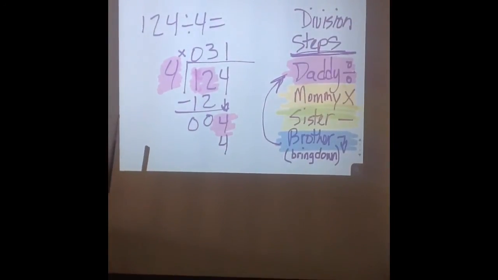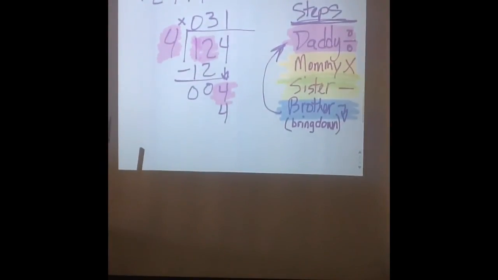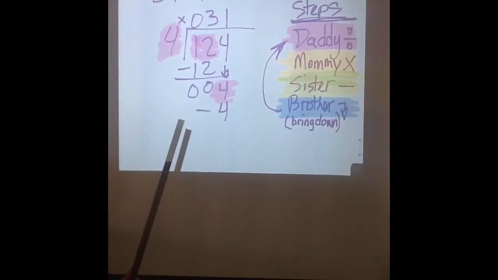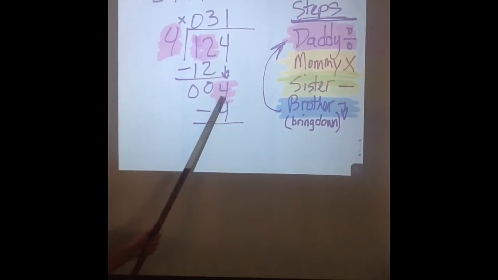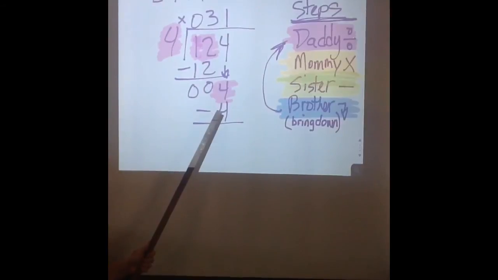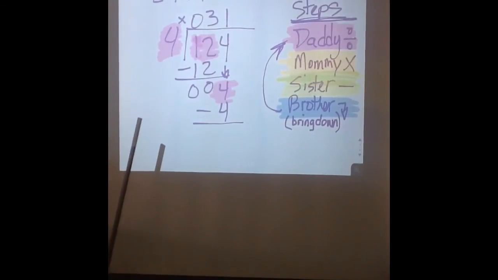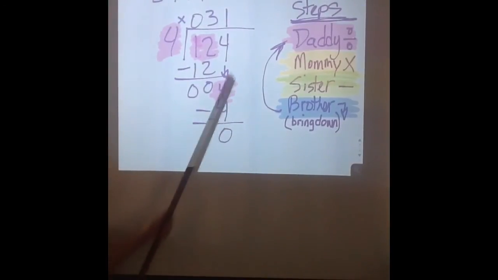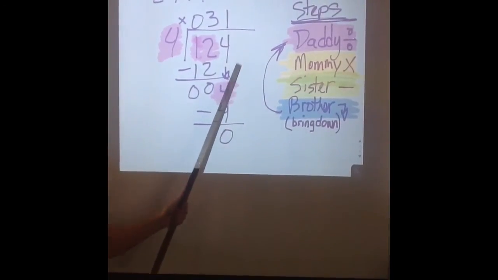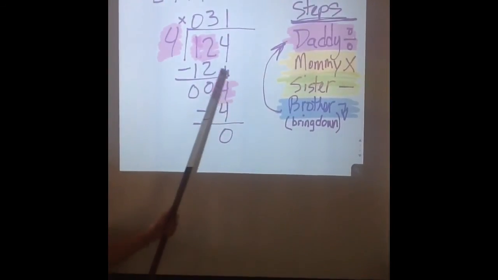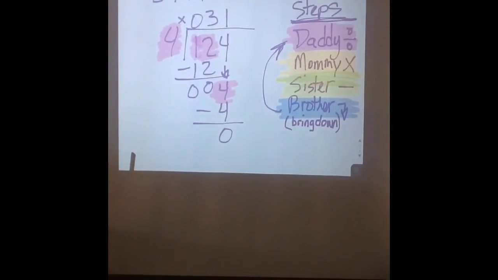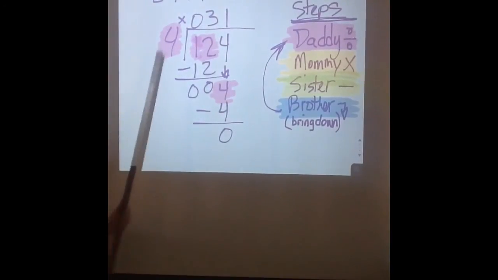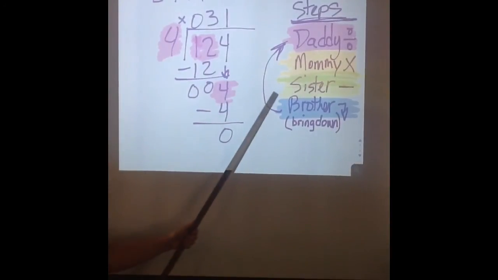Now we do what? Sister subtract. So we put a subtraction sign there. Go ahead. 4 take away 4 equals 0. So are we done? Yes. We don't have any more numbers over here, so we have nothing to bring down, do we? No. So our answer is 31. Okay? Now that's how you do all division problems.